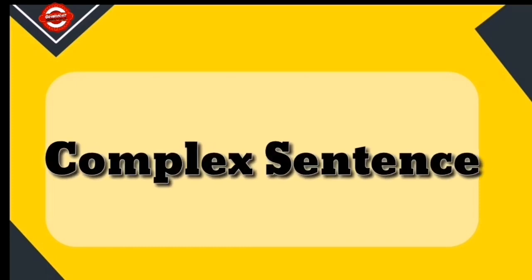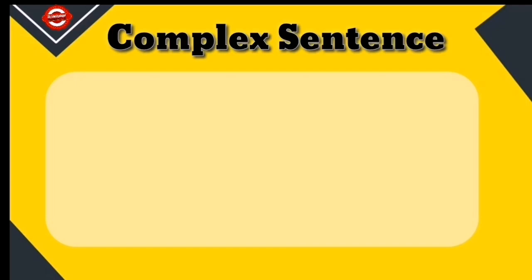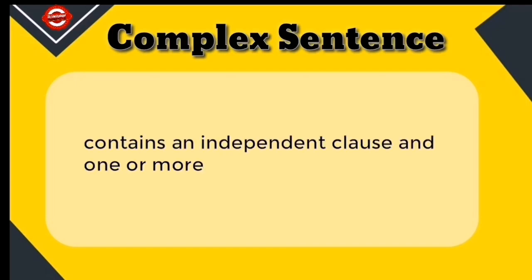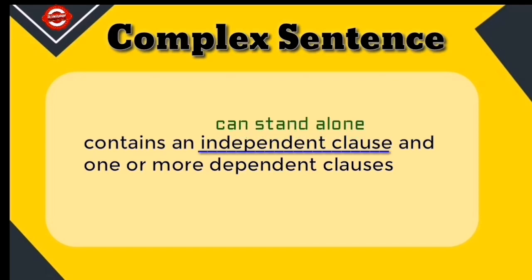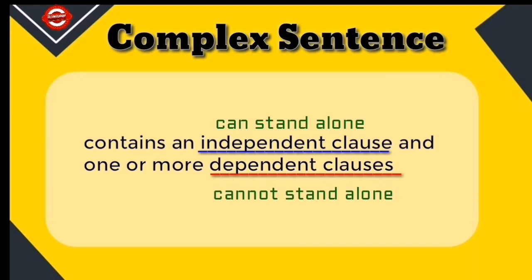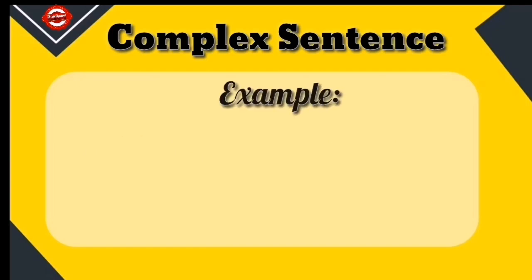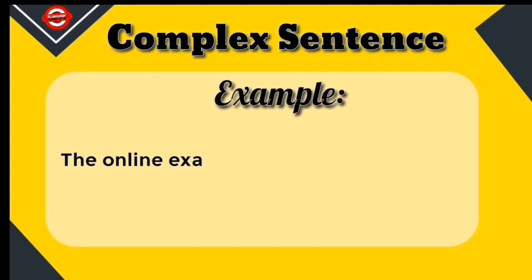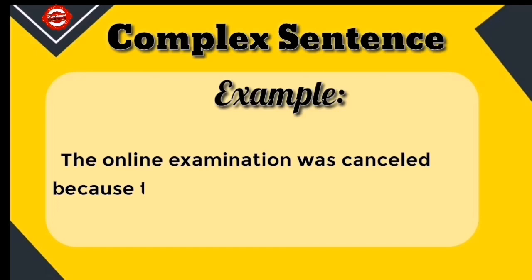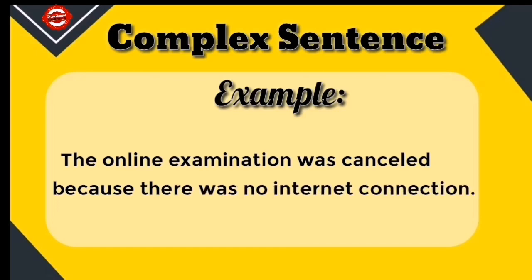Let us now proceed to the complex sentence. A complex sentence is a sentence that contains an independent clause and one or more dependent clauses. As we know, an independent clause can stand alone as a sentence, but a dependent clause, even though it has a subject and a verb, cannot stand alone. To better elucidate these two clauses, let us take this example. The online examination was cancelled because there was no internet connection.